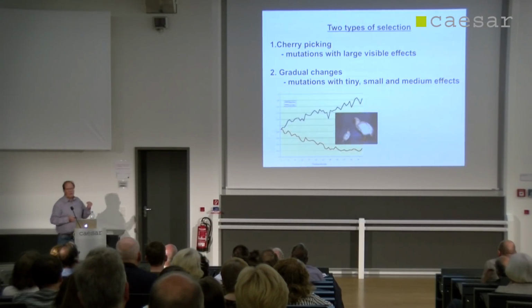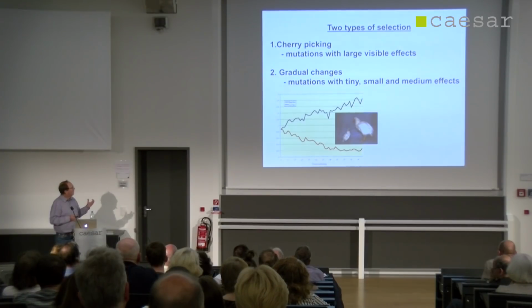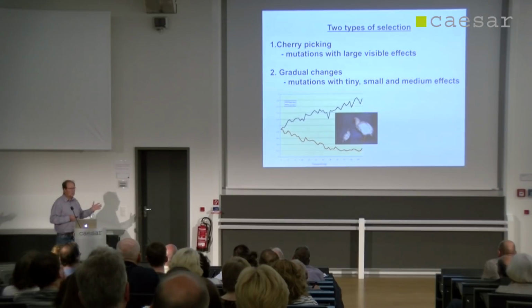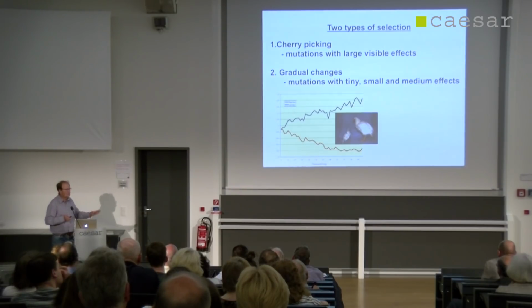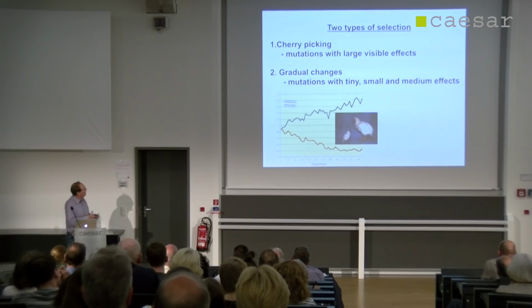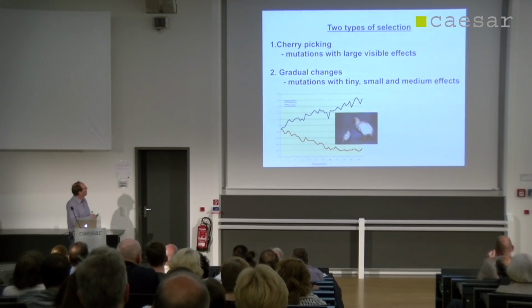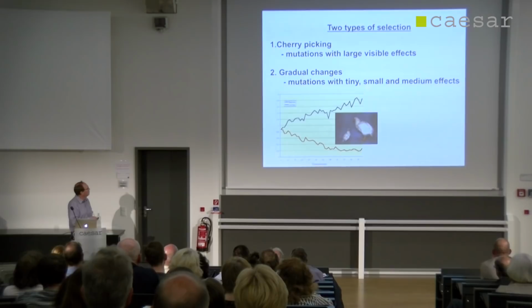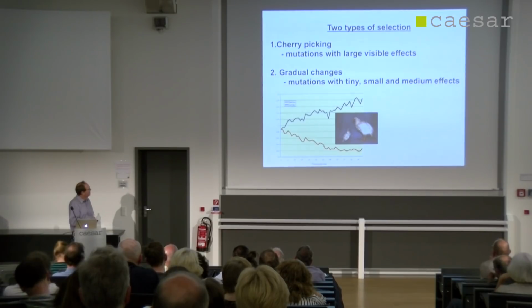But then we have these gradual changes also. Over time, we have selected our domestic animals gradually to increase their size or decrease size, increase the size of eggs and so on. And this is another type of mutation. They could have tiny, small, or medium effects, so much milder effects. This is illustrated by these selection lines in chickens.